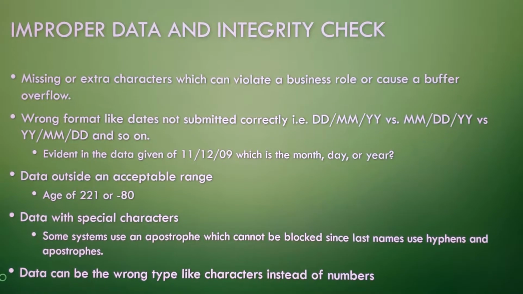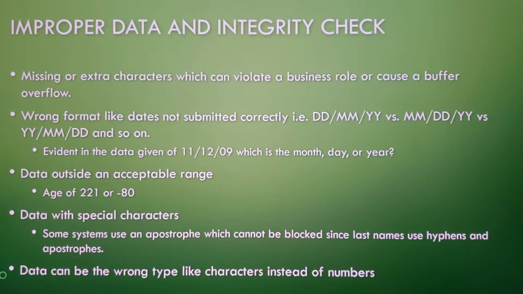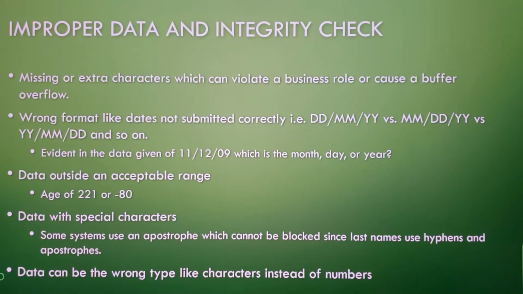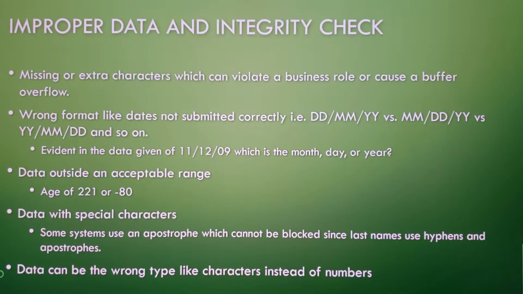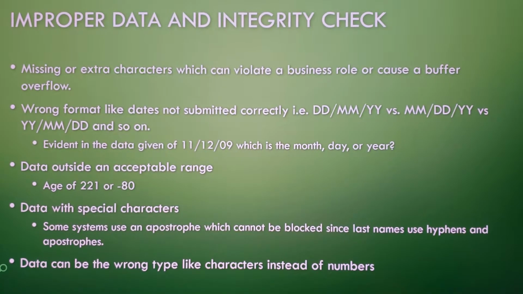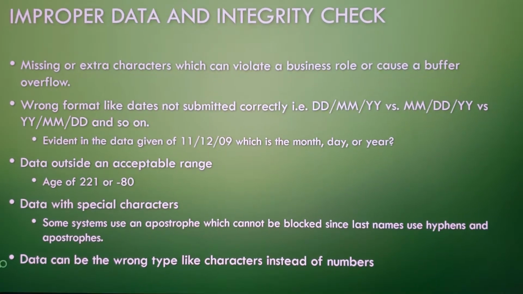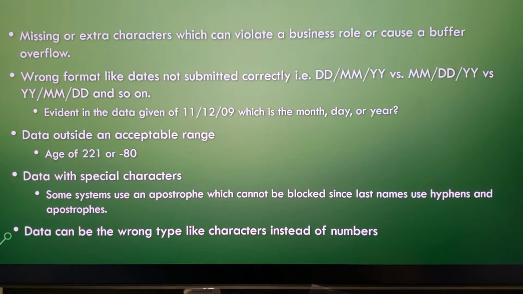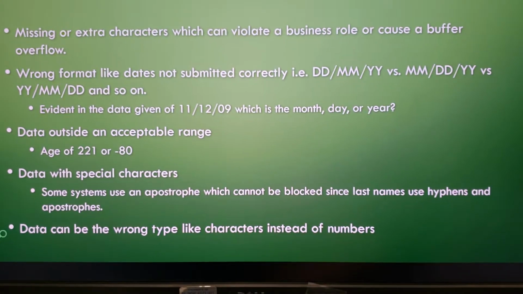Data with special characters. Some features use an apostrophe, which can't be blocked since last names use hyphens and apostrophes. There are also code executions that happen with using apostrophes, so you can't just blanketly eliminate them. Data can be the wrong type, like characters instead of numbers.